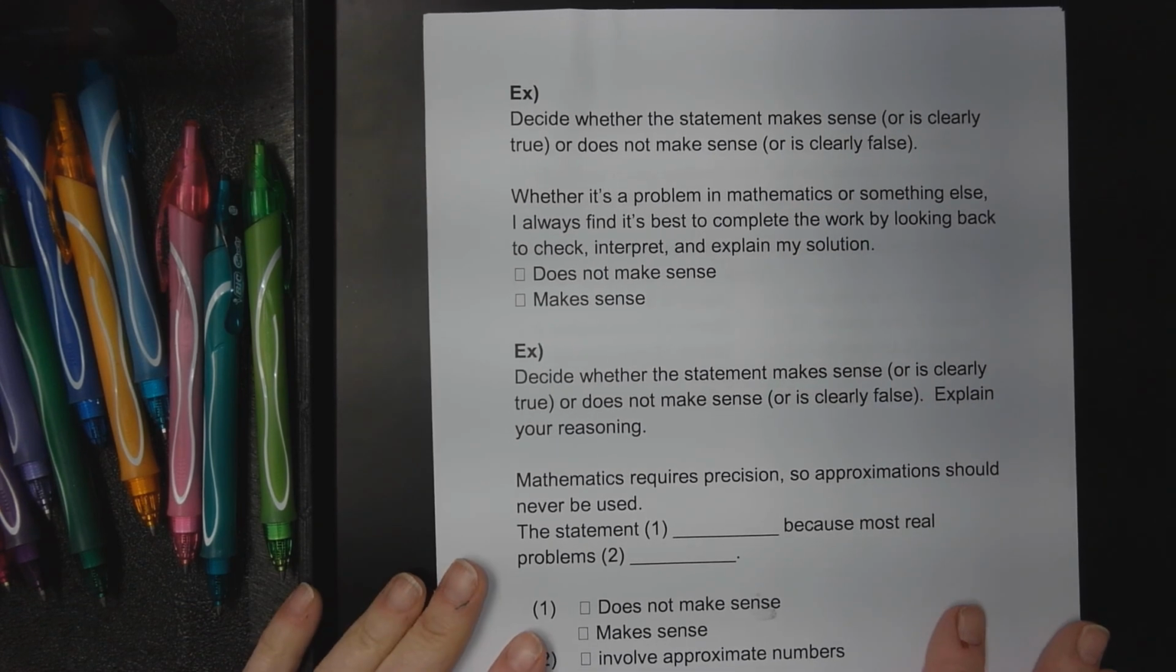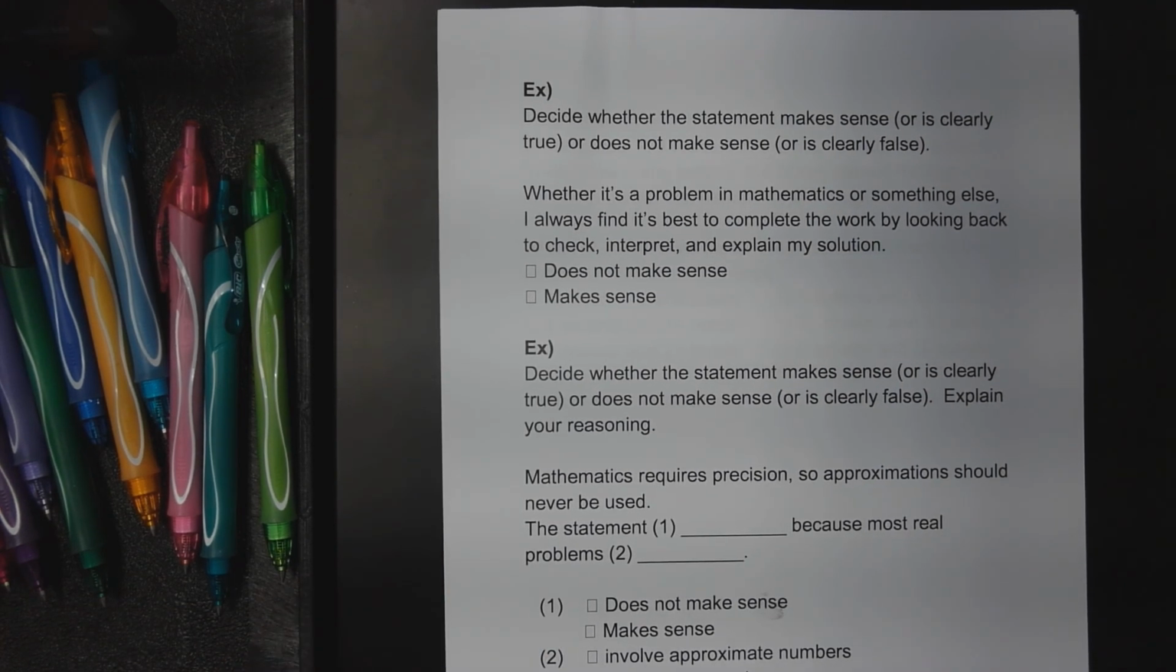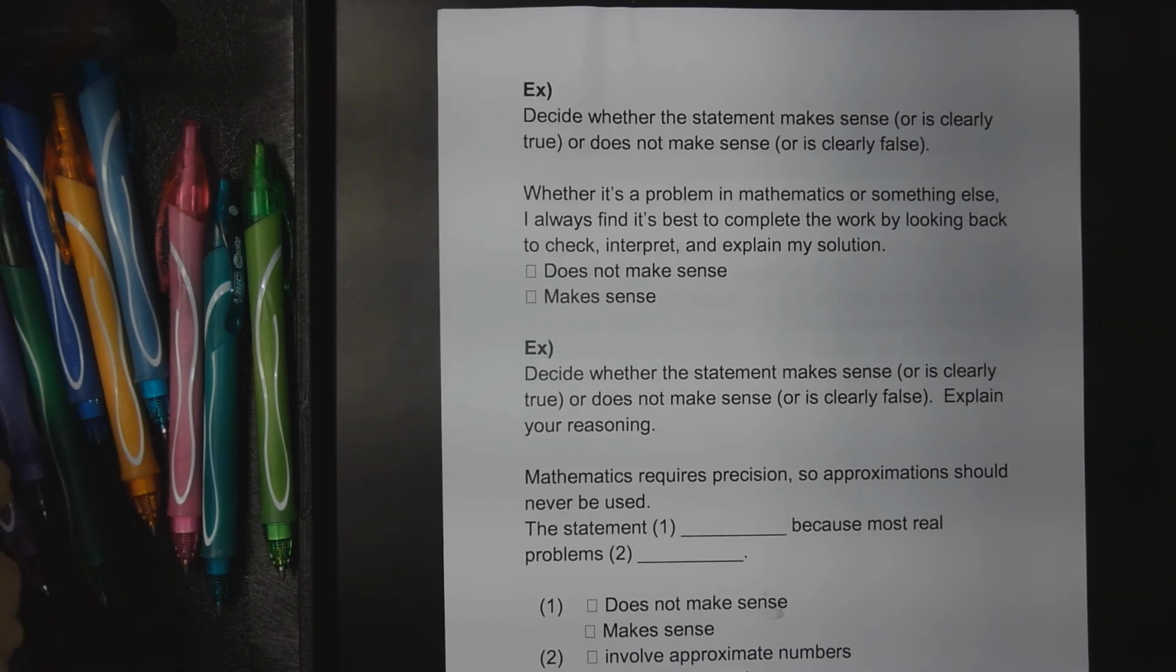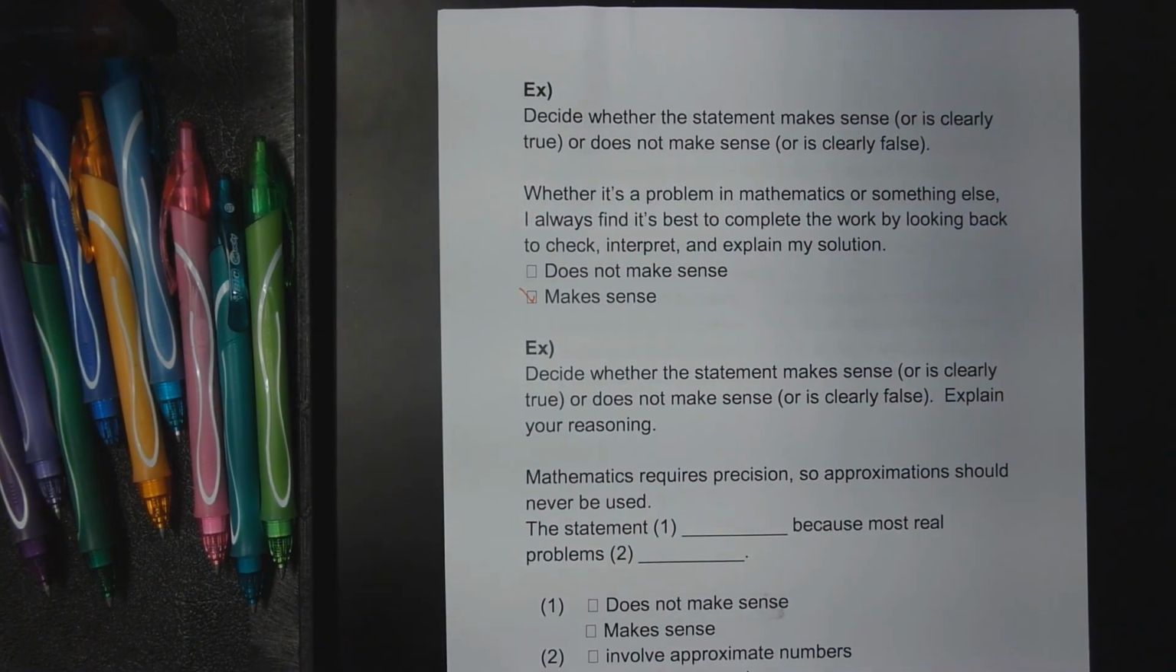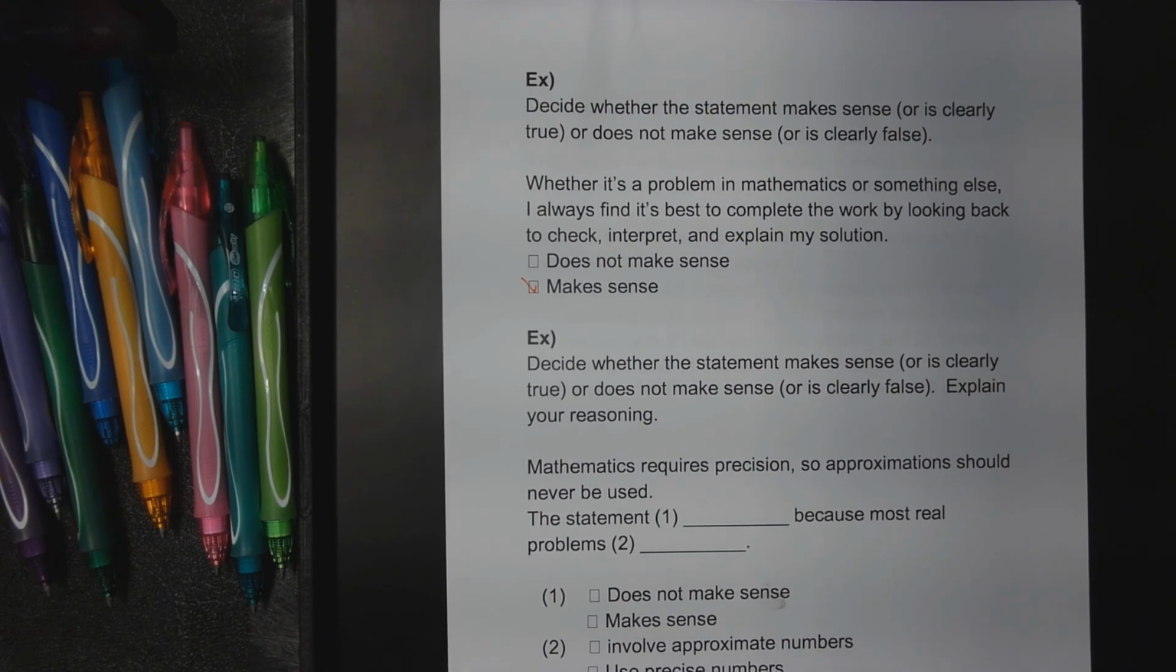So let's look and see if these statements make sense, okay? So we're going to decide if the statement makes sense. That means it's clearly true, or it does not make sense. And that means it's clearly false. So, whether it's a problem in mathematics or something else, I always find it's best to complete the work by looking back to check, interpret, and explain my solution. So does this make sense or does it not make sense? Absolutely, it makes sense because we always want to just make sure that everything's good.